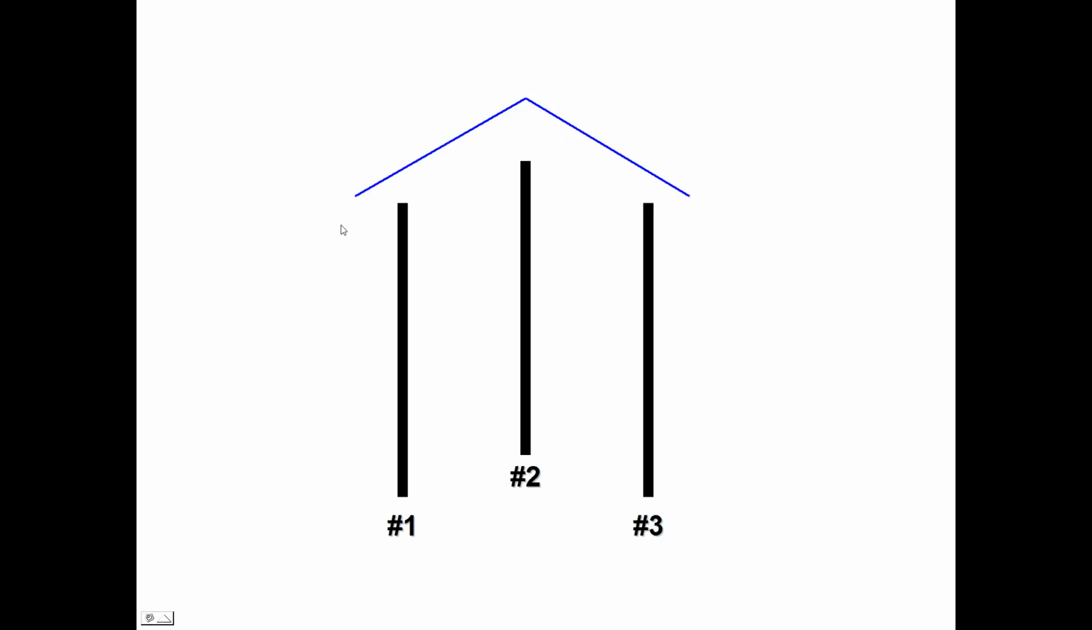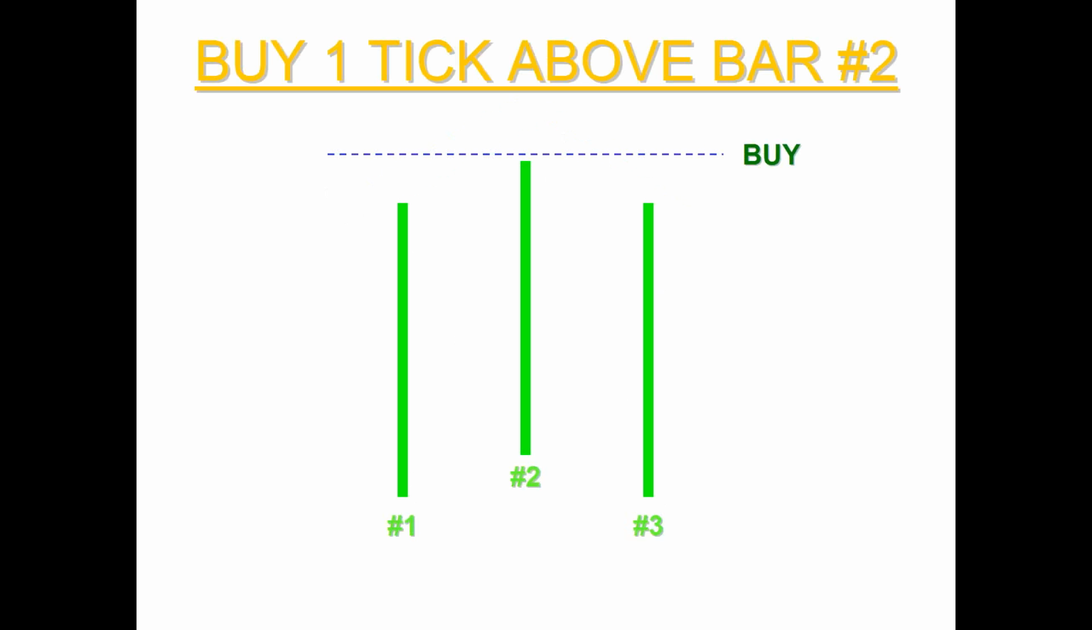All right. What we want to do is apply the PET-D, and we want to see that once we apply the PET-D by simply clicking on our tab on our platform, all 3 of those bars turn green. Okay. Each and every one of them has to be green. If you see that, well, you're going to buy 1 tick above the high of bar number 2. Okay. That's going to be your entry point.